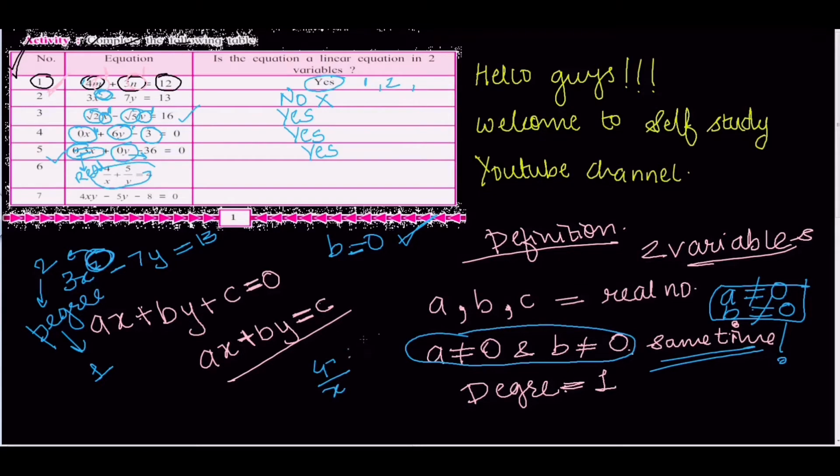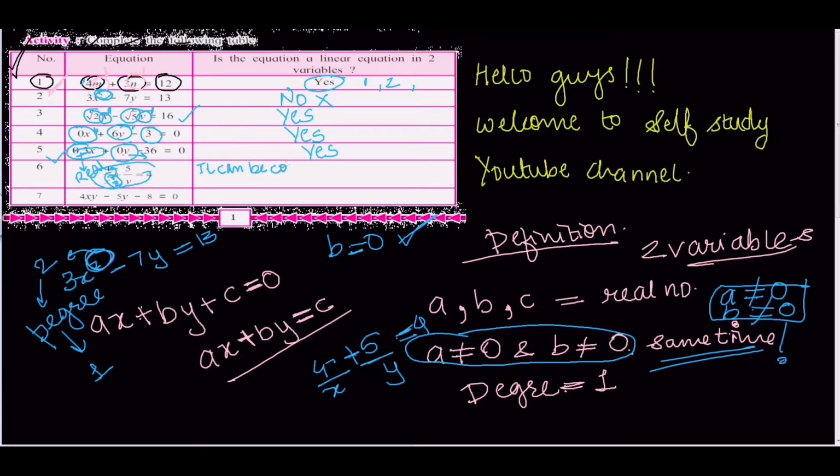Let us move to the next, which is 4 upon x plus 5 upon y equals 4. Now this is not a linear equation because x is in the denominator, which will make the degree of x negative. So this is not, though it can be converted.